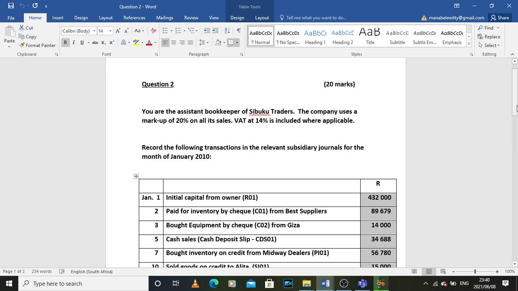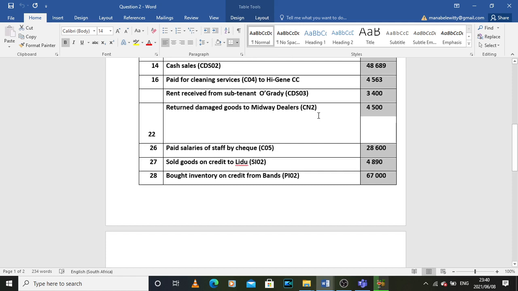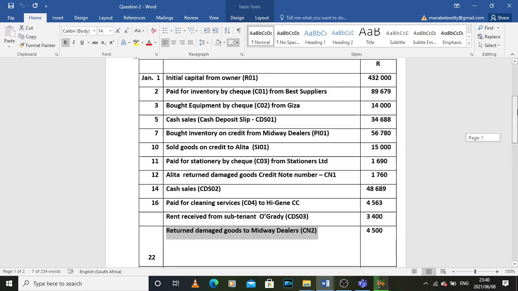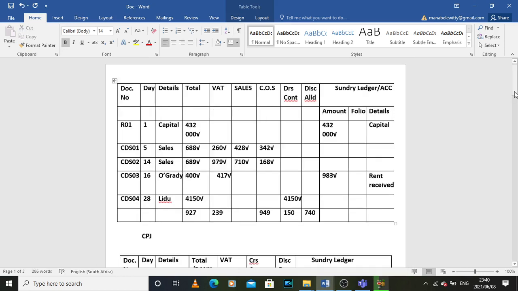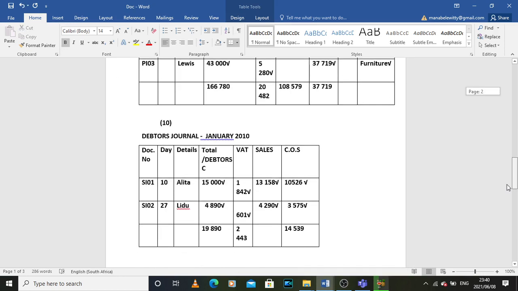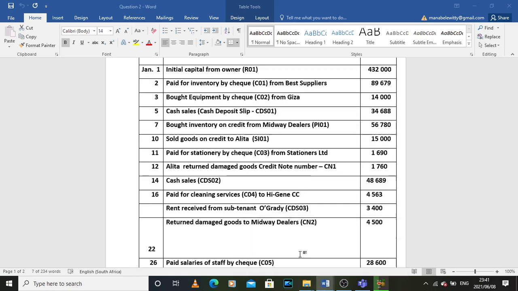And then transaction number, where are we? Number 22. Return damaged goods to Midway dealers. We're returning damaged goods. Midway, we bought them somewhere here. Midway dealers, we bought them here. Now we're returning them from here. So going to creditors allowances journal, where we are allowed to return whatever we bought on credit. You separate VAT and inventory from this amount. Your VAT here, your inventory here. From this amount, same calculations, nothing changes.